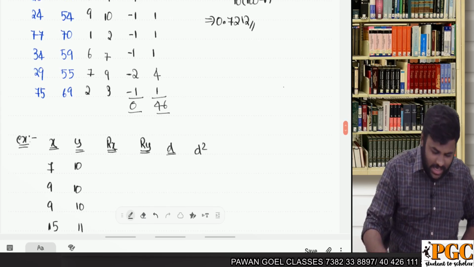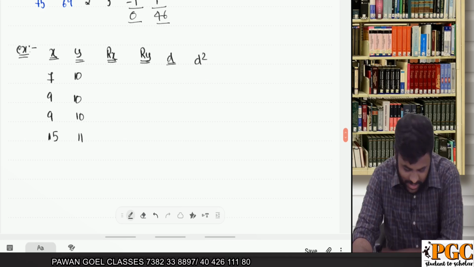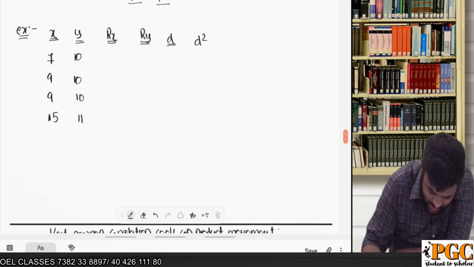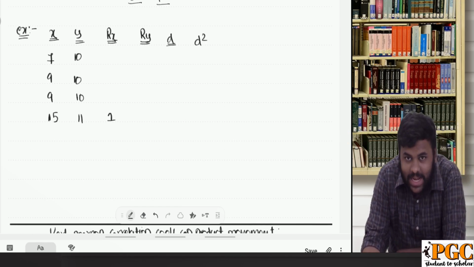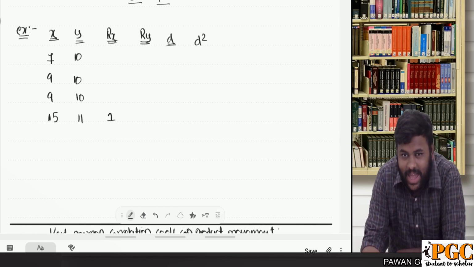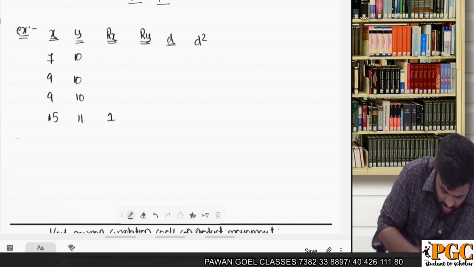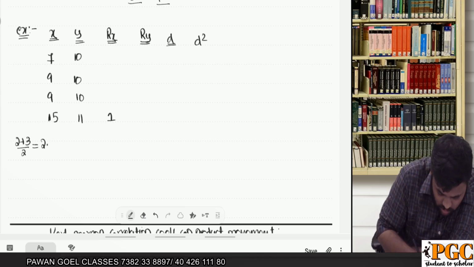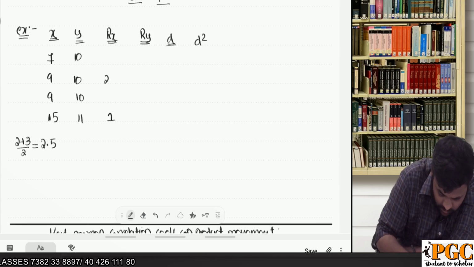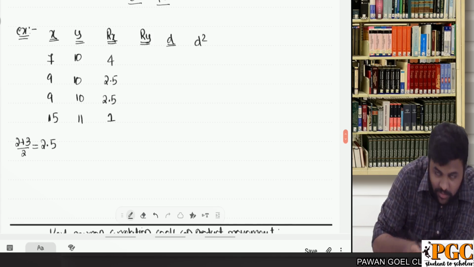Now let us take an example and solve it and see what the situation would be when the ranks are repeated. First let me give ranks for x. What is the highest observation? 15. Now the second and third ranks are repeated. When the ranks are repeated, you are supposed to take the arithmetic mean of those ranks. So 2 plus 3 whole divided by 2, which is 2.5. So for 9 it is 2.5. Don't keep 3. The rank is supposed to be 4, my dear friends.